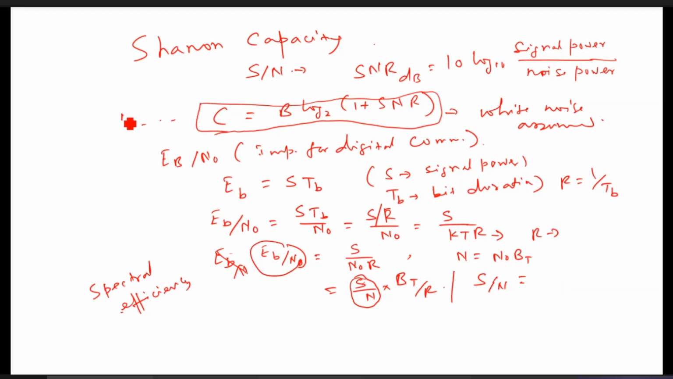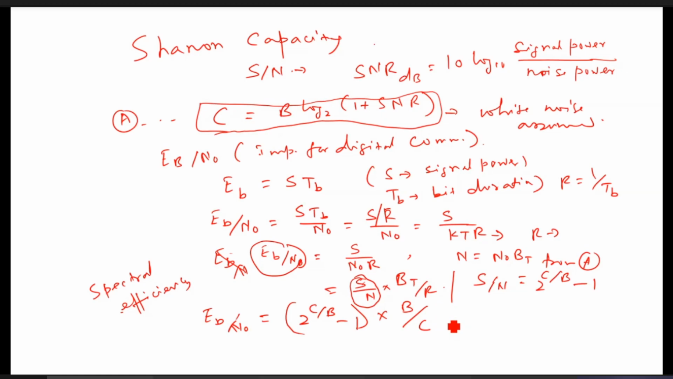Let us say this is A. From A, S by N you can write as 2 to the power C by B minus 1, since base is 2. That will be converted in these forms. So now we can write Eb by N0, that is S by N into B T by R, right? So if you substitute S by N here, that will be 2 to the power C by B minus 1, into BT, and same B is here, so B by C. R also can be replaced by C. So that is another relation which is widely used for determining the performance of communication systems.